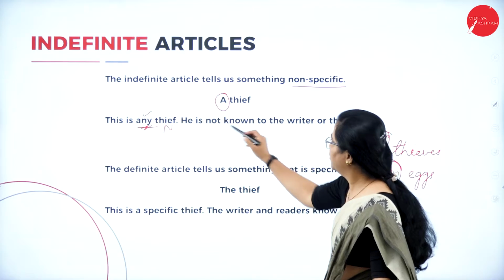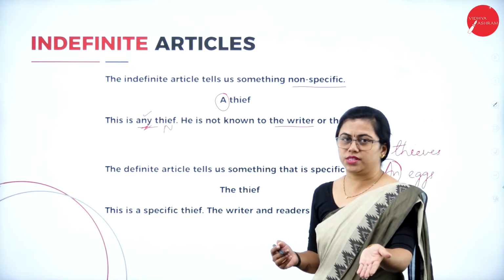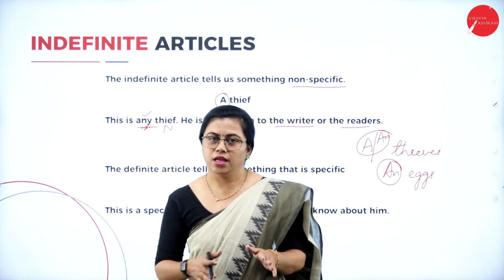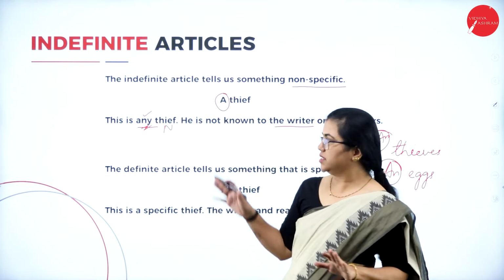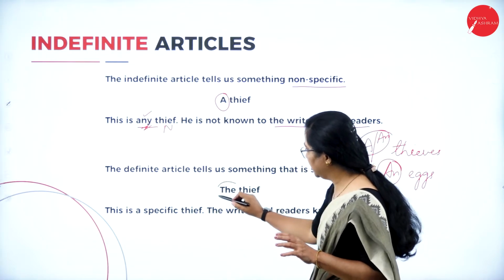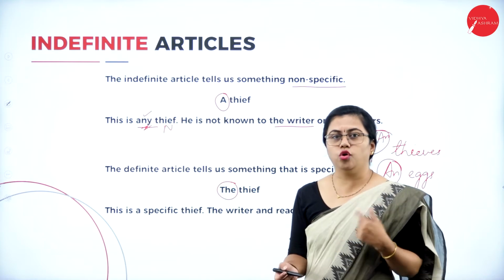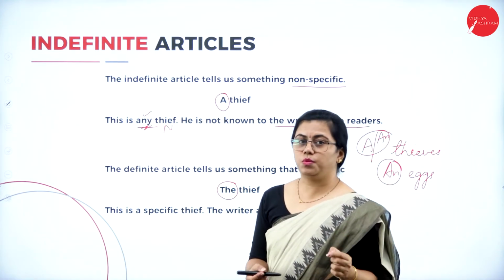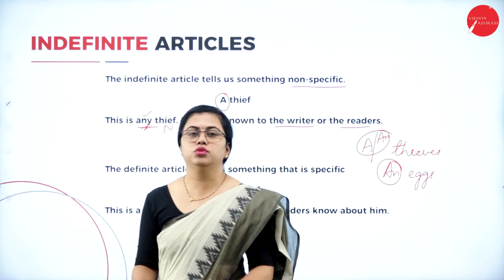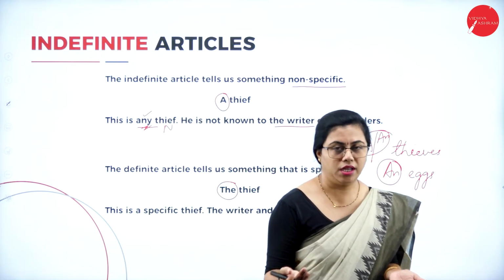The thief is not known to the writer or the readers. Neither the person who is writing nor the person who is reading knows who the thief is. He is just a thief. Suppose I say "the thief." If I'm using a definite article, then I know who I am talking about. The speaker knows, the reader knows who the thief is. So, "the thief ran away very quickly."